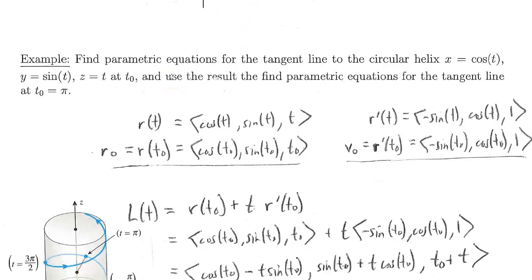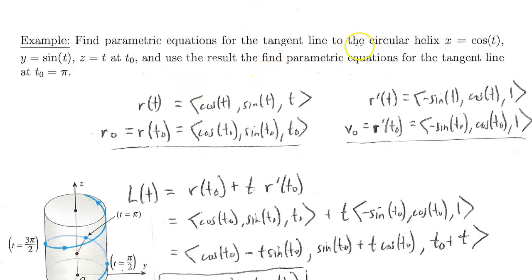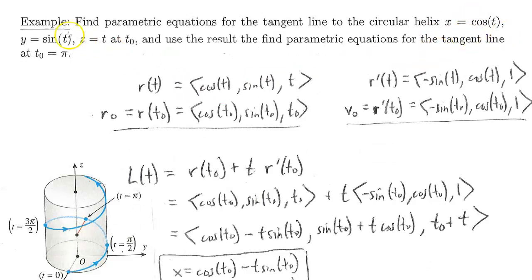Okay, so let's look at an example. Find parametric equations for the tangent line to the circular helix, x equals cosine t, y equals sine t, z equals t, at t naught, so at some generic value of t naught, and then use the result to find parametric equations for the tangent line when t naught is pi. Different t's are going to give us different points along this curve. So we get a vector valued function here, really, cosine t, sine t, t. And then the question is, at a particular point along the curve, what's the equation of the tangent line? So maybe we're right here. Say we're at this point along the curve. The tangent line will be going this way.